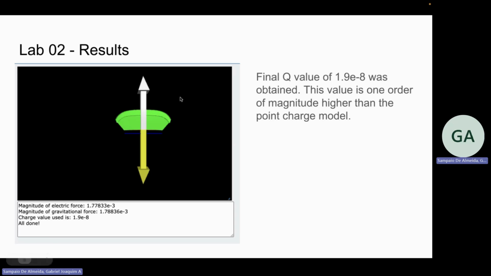As an overview of Lab 2 results, I basically trialed and errored different Q values until the magnitude of electric force was almost the same as the gravitational force. The value I obtained was 1.9 × 10^-8. It is important to stress that this value is one order of magnitude higher than the point charge model.